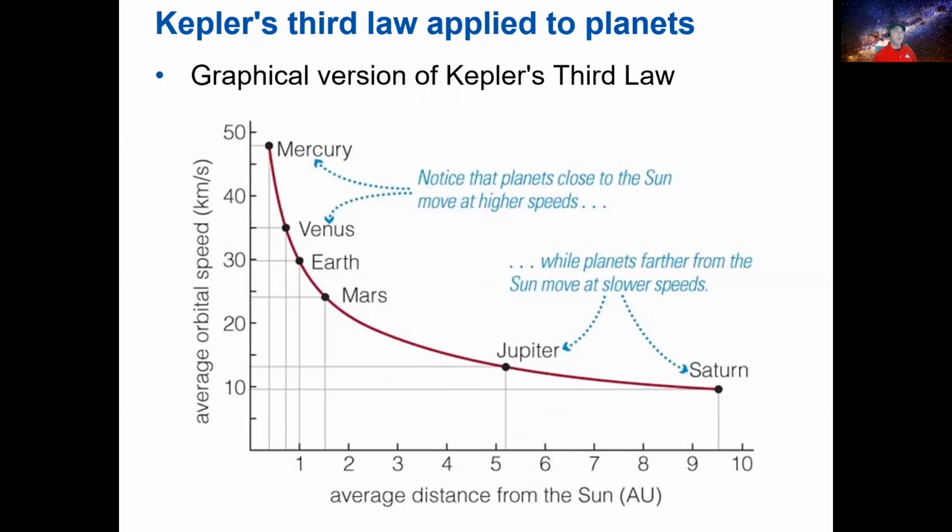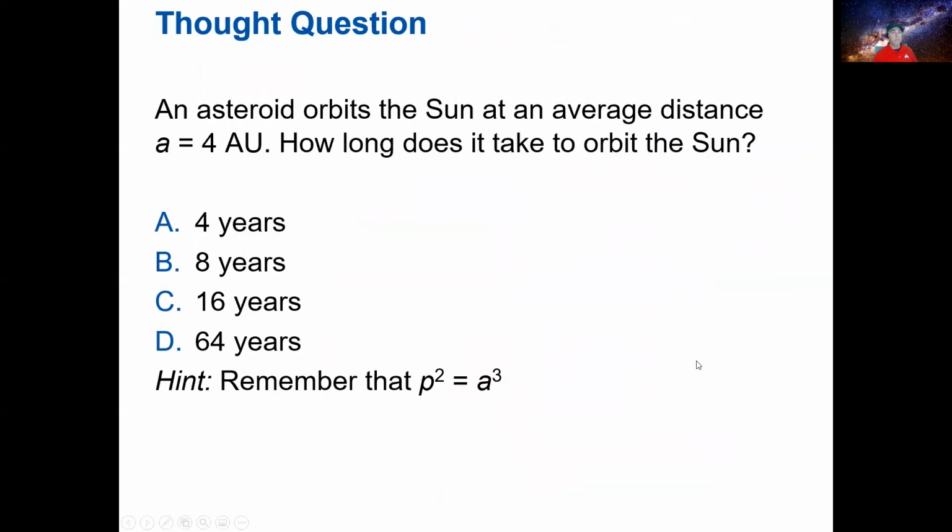This model could predict planetary positions and motion with far greater accuracy than the models of either Ptolemy or Copernicus. The third law doesn't apply just to planets, but to all bodies orbiting the Sun: planets, comets, rocks, and spacecraft.